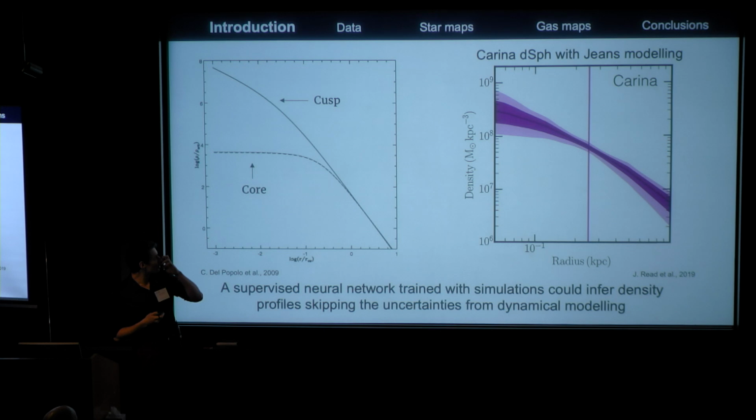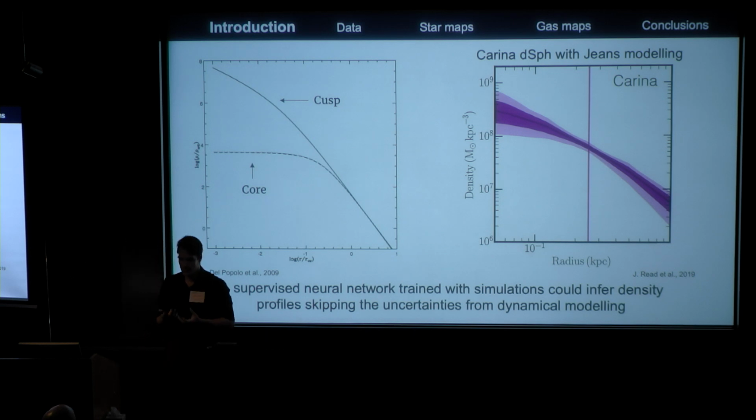To give some context, in the lambda CDM model, the halos have a characteristic mass density profile that has a very pronounced inner slope. But for some observations of dwarf galaxies, they tend to prefer fits like this. So we say that these galaxies have cores and the other galaxies have cusps.